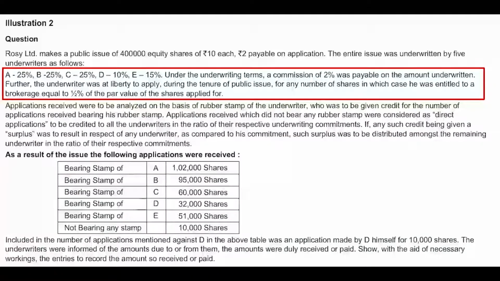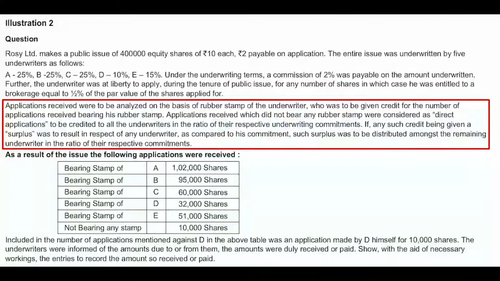Further, the underwriter was at liberty to apply during the tenure of the public issue for any number of shares, in which case he was entitled to a brokerage equal to 0.5% of the par value of the shares applied for. So the underwriter can also directly apply for the shares, but for that the commission of 2% will not be given, only 0.5% brokerage will be given.